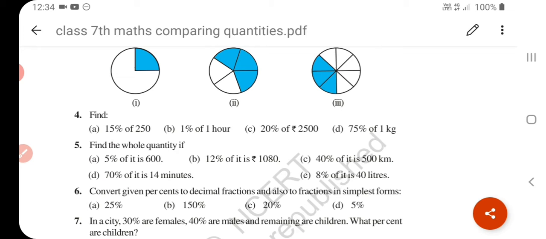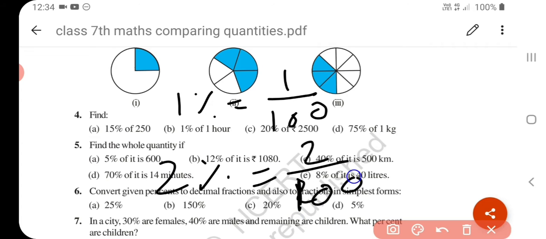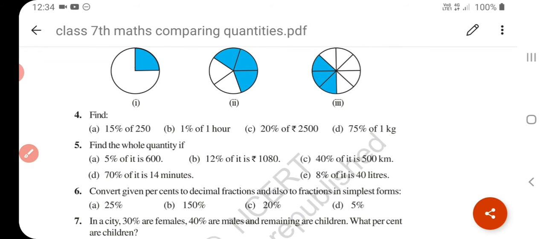Now, percentage is another way of comparing quantities. Percentages are numerators of a fraction with denominator 100. What is the meaning of percent? Percent is derived from the Latin word percentum, meaning per 100. The meaning of 1% is 1 upon 100. The meaning of 2% is 2 upon 100. This is the way we denote percent.